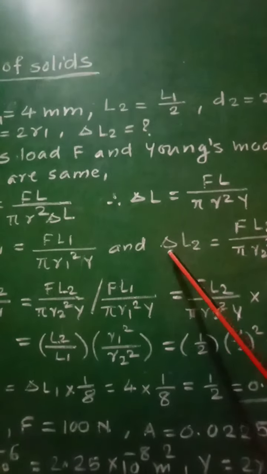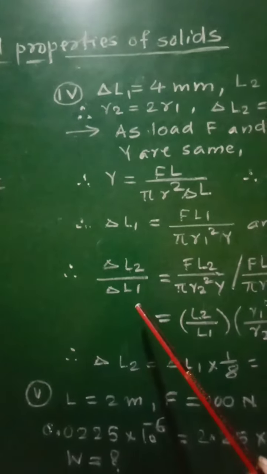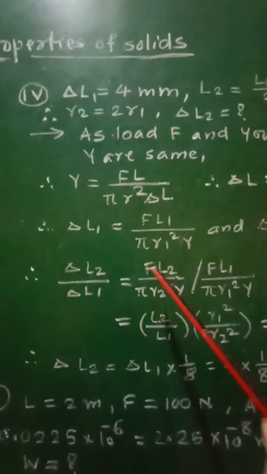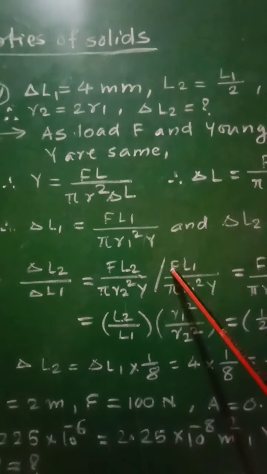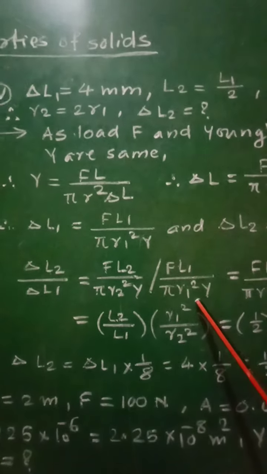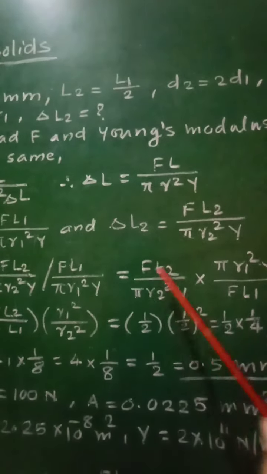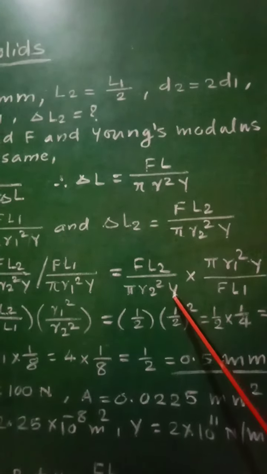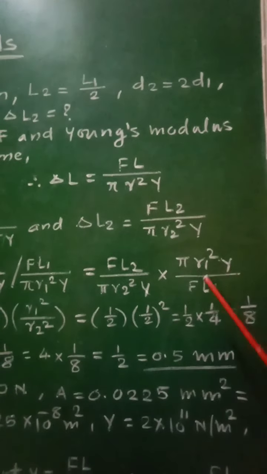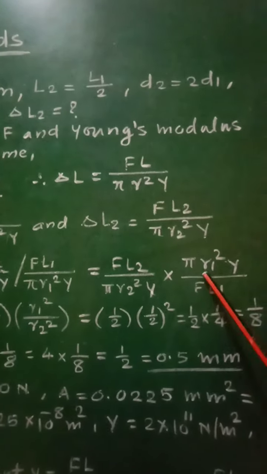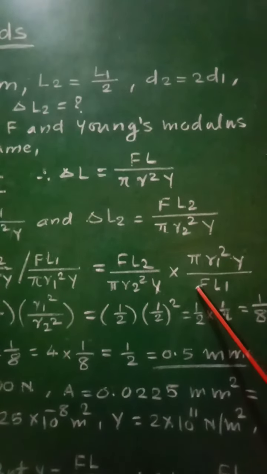Now taking the ratio of delta L2 to delta L1, we get delta L2 upon delta L1 is equal to FL2 upon pi R2 square Y divided by FL1 upon pi R1 square Y. Now this ratio will be written in the form of a product as FL2 upon pi R2 square Y into the reciprocal of this, that is pi R1 square Y upon FL1. F are same, therefore they will get cancelled.